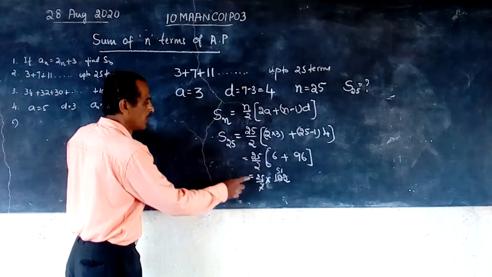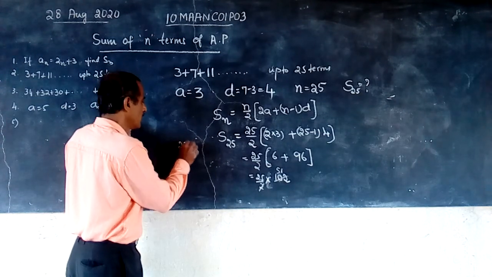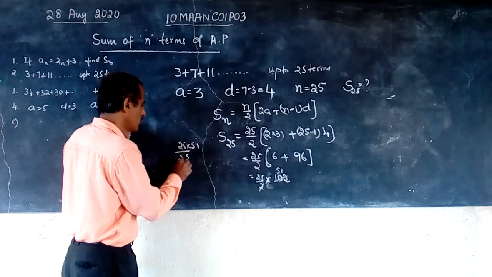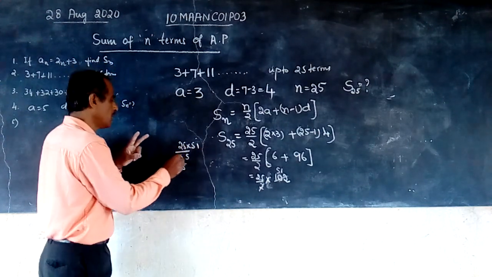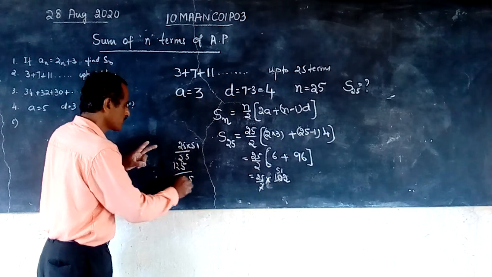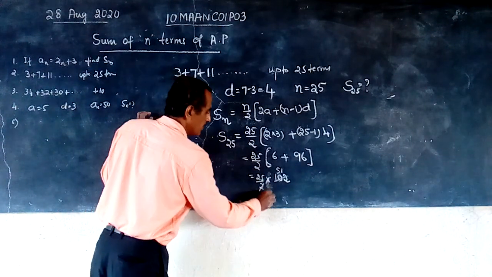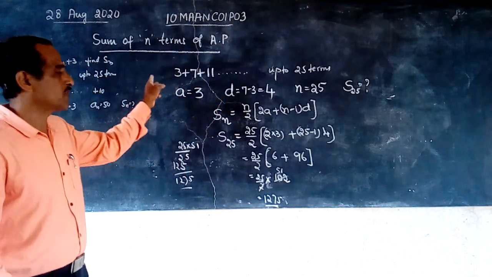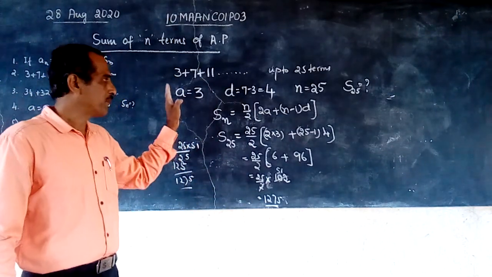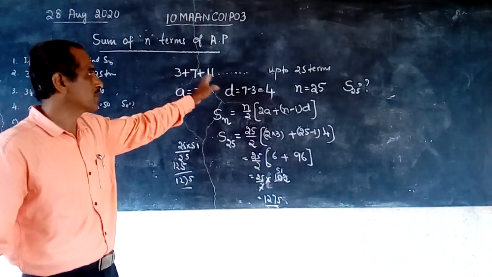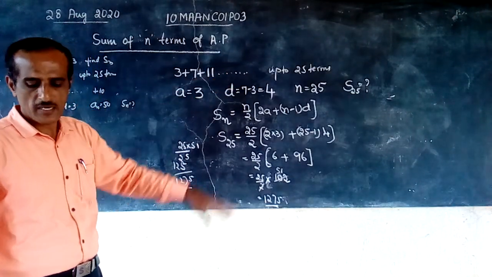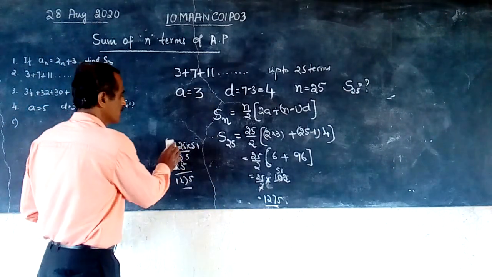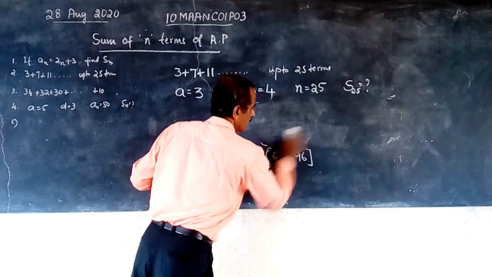So 25 into 51 is the answer to this question. 5 ones are 5, 5 twos are 10 plus 2 is 12, so the answer is 1275. 1275 is the sum of the first 25 terms of this AP. If a question is given like this, you can very easily calculate the sum of n terms of an arithmetic progression. Very easy.